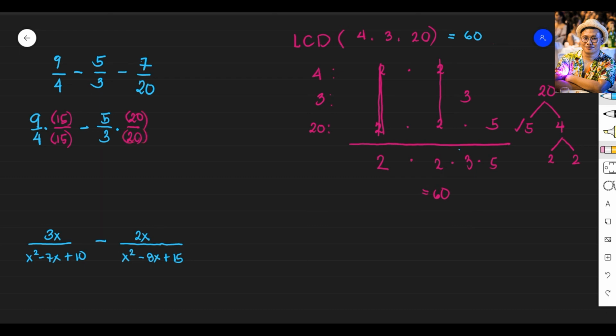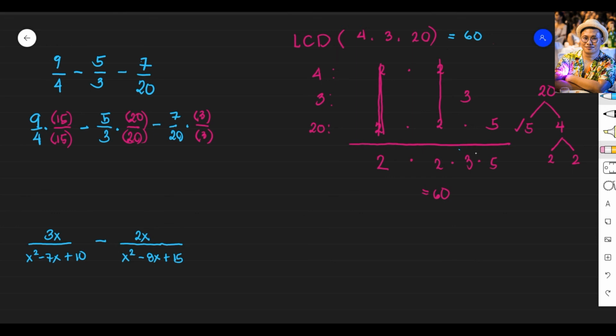Okay. Next, we go to the third term. What is 60 divided by 20? We know that 60 divided by 20 is simply 3. That result, 3, guys, we multiply to the numerator of the third term and the denominator of the third term. So, what happens, guys, is 7 over 20 times the result after dividing 60 by 20, which is 3. There you go. And then, let's simplify each term.